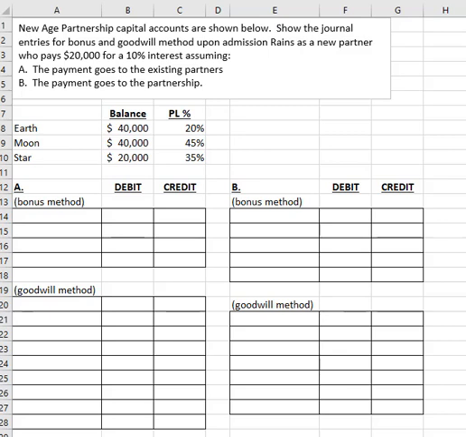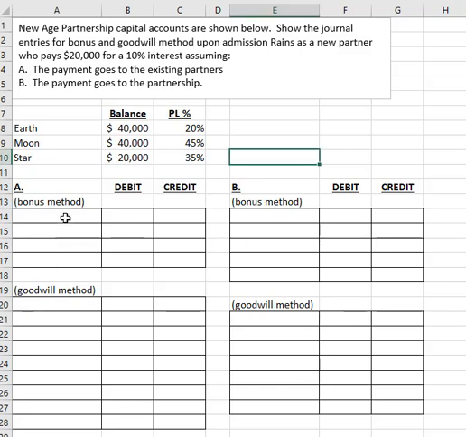Okay, so we're going to work on admitting a new partner here under two methods, bonus and goodwill, and two different assumptions. The first one, that the payment goes to the partners and not to the partnership. And the second one is that the new admitted partner is actually going to contribute the assets to the partnership. So let's do the first assumption, that the payment goes to existing partners.